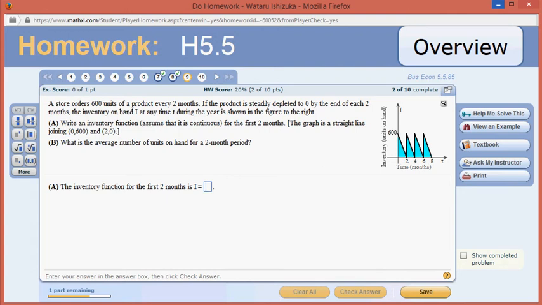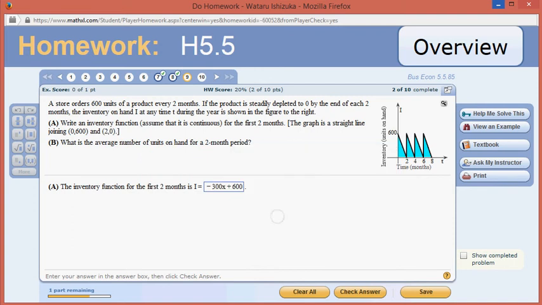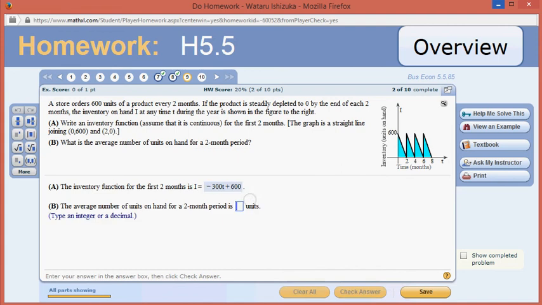So let's type it in. It's going to be negative 300 x plus 600. Check the answer. Oh, actually, sorry, it was t instead of x, so t. Check the answer. So we got that.